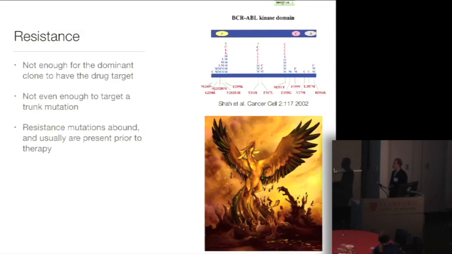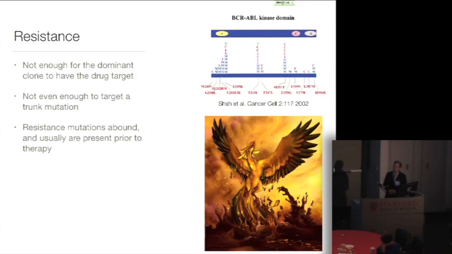So I should point out that it's not enough to just target the dominant clone in a tumor, which is the foundation medicine approach of just, let's see what the dominant clone is and find a drug for it. Of course, that will select for the minor clones that don't have your drug target. It's not even enough to target a trunk mutation, that is, a mutation that's in every cell of the tumor. The canonical example of this is Gleevec targeting the BCR-ABL lesion. It's the foundational trunk mutation in CML. And there have been over 100 different point mutations or alterations in CML that provide resistance to Gleevec.